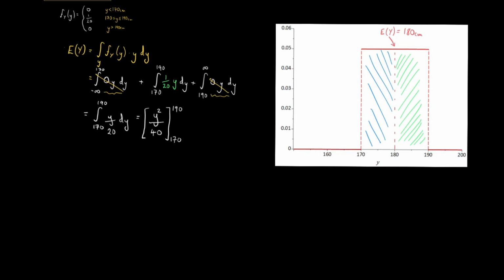So in this video, we've seen that to calculate the expected value of any continuous random variable, we can do that by integrating the product of the probability density function with all of the possible outcomes of y, and that will give us the expected value. And for a uniform distribution, that will be in the middle of the distribution.